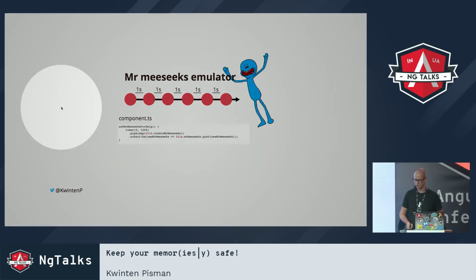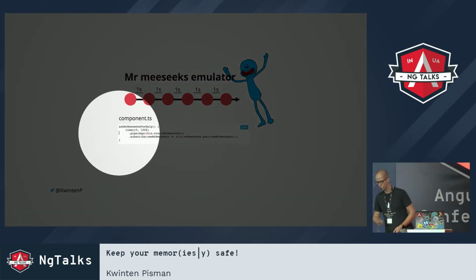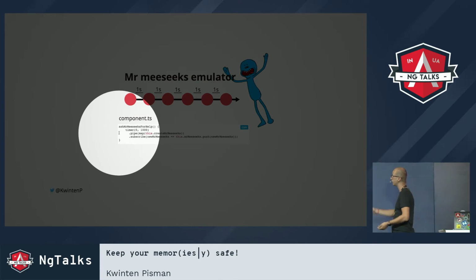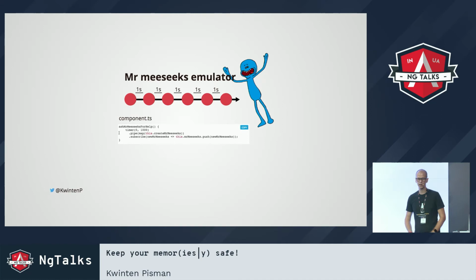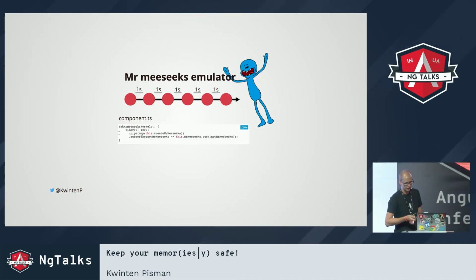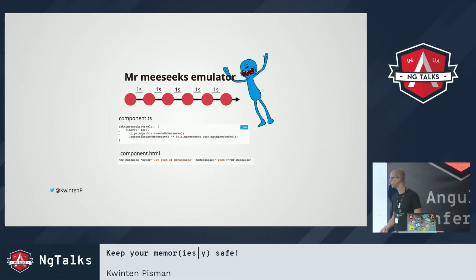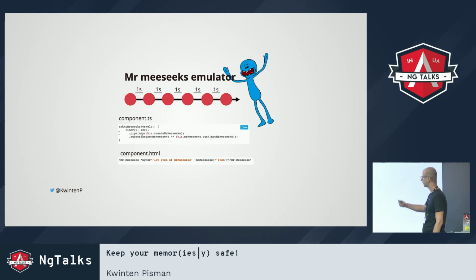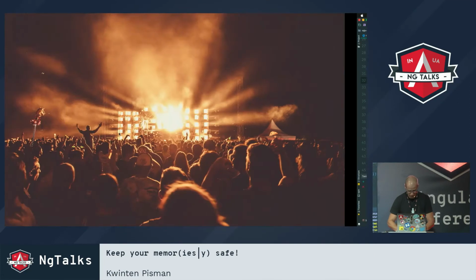Well, we could use the timer operator. The timer operator will emit an event, so we have that observable that I visualized here. We map that to a Mr. Meeseeks, and we push that into an array. Then in our component, we just loop over that array and display a Mr. Meeseeks. So let's take a look at the code.